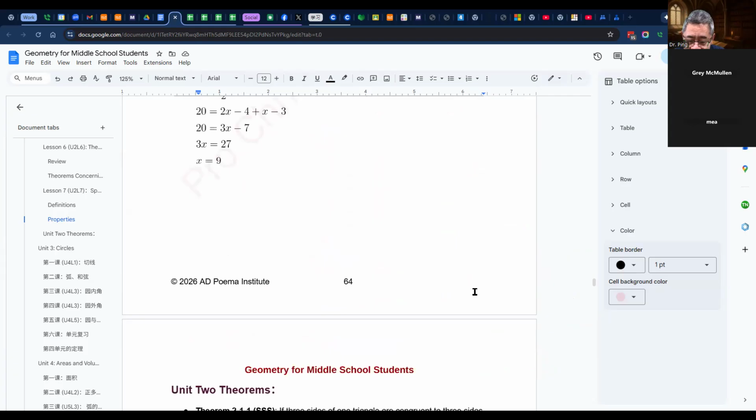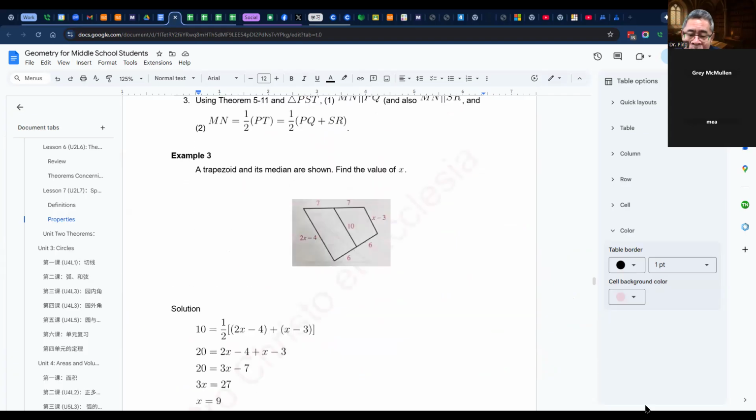So we have one more example, the last one. The trapezoid has the median shown. Find the value of x. We have a trapezoid. We can see that this side is parallel to that one. Those are the bases, and the others are legs. You can see that this is a median. This side is 7, this side is 7, and this side is 6, this side is 6. So this is really the median of the trapezoid. And we're going to find x.